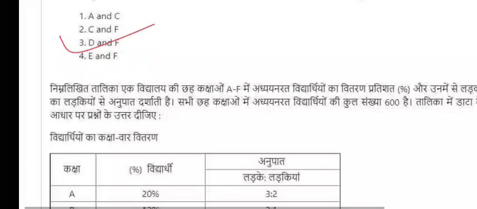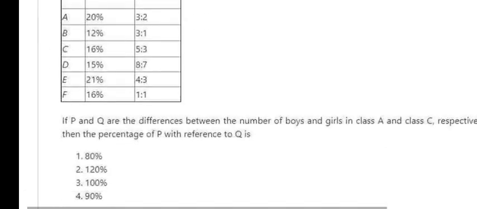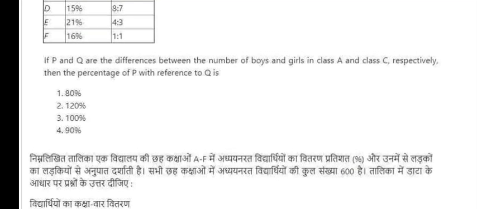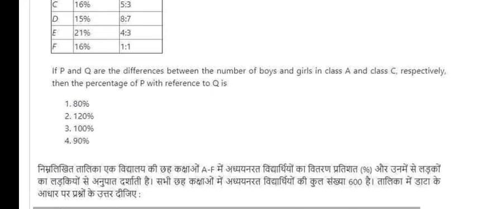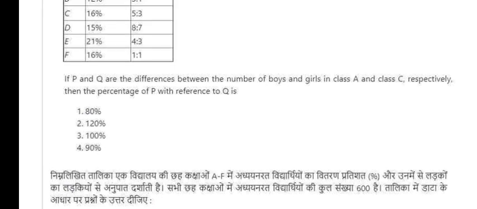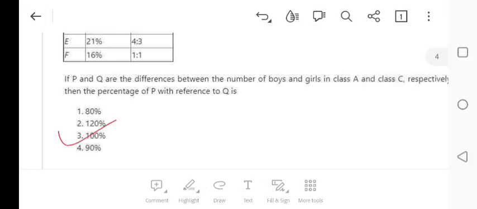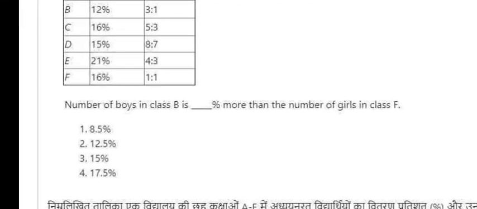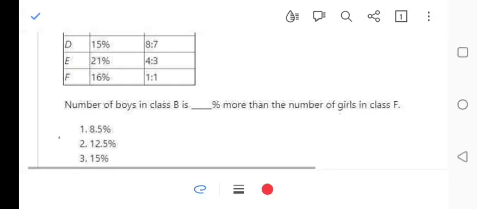Again, next is saying, if P and Q are the differences between the number of boys and girls in class A and class C respectively, then the percentage of P with reference to Q is what? 80%, 120%, 100%, 90%. It will be 100%. Next is the number of boys in class B is dash percent more than the number of girls in class F. 8.5%, 12.5%, 15%, 17.5%. It will be 12.5%.